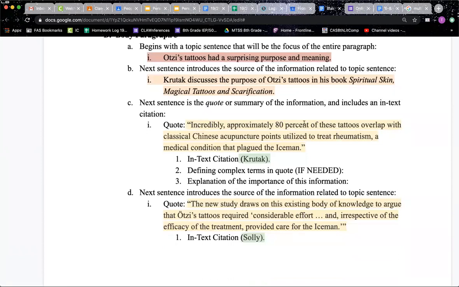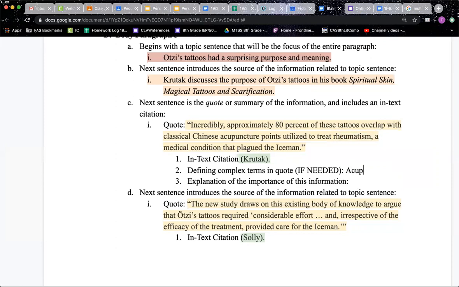Let's look. Incredibly, approximately 80% of these tattoos overlap with classical Chinese acupuncture points utilized to treat rheumatism, a medical condition that plagued the Iceman. I think I need to define acupuncture, and I also need to define rheumatism. Now, I know what acupuncture is. Acupuncture is the method of using needles to trigger stress points in the body to be helpful.